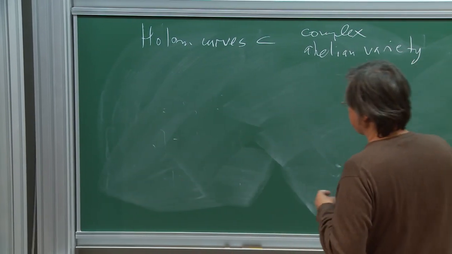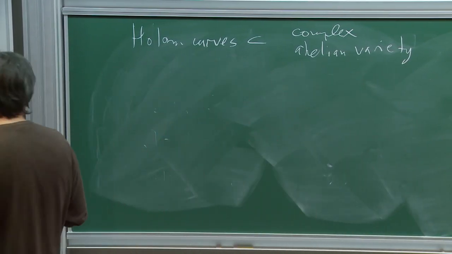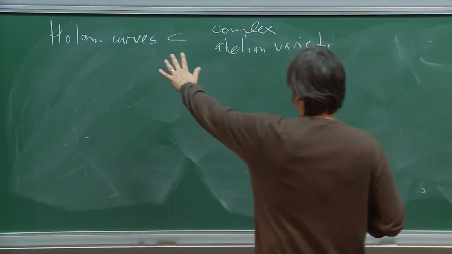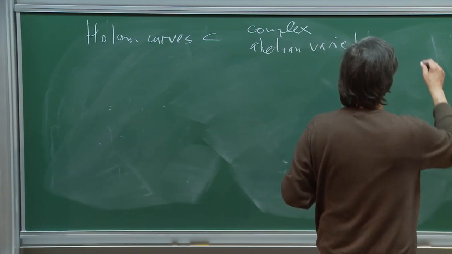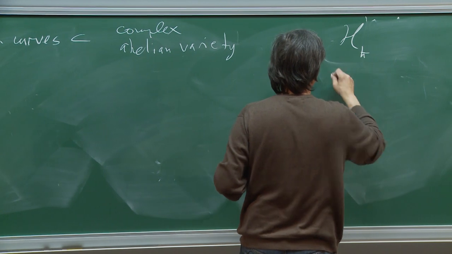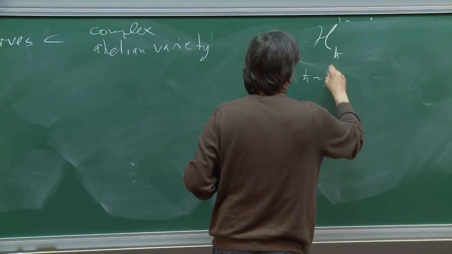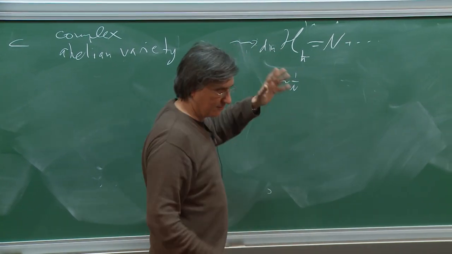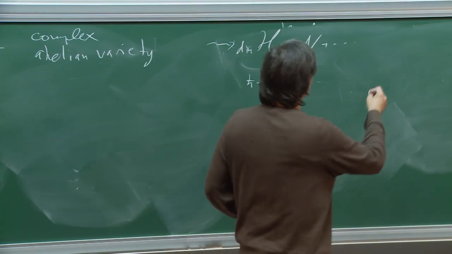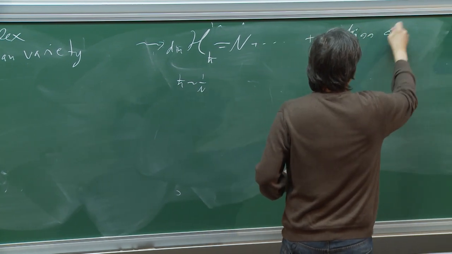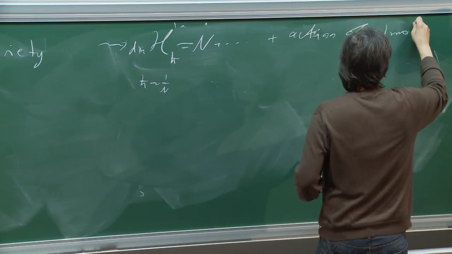How to write this thing? I will present you a construction. We get a holomorphic curve in a complex abelian variety. Then for each, we get a Hilbert space depending on maybe an h bar parameter, which is roughly 1 over n, of dimension n, plus some sequence of big vector spaces, on which acts an action of almost commuting unitary operators.